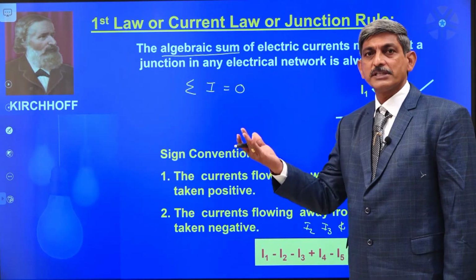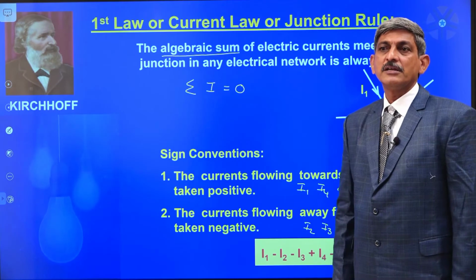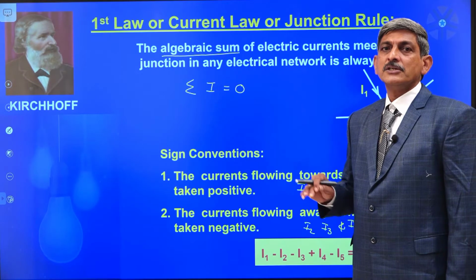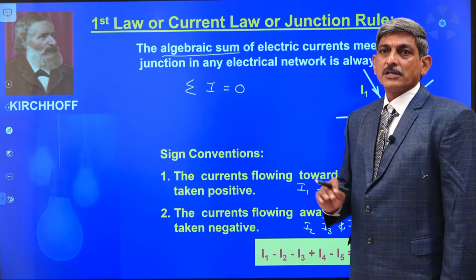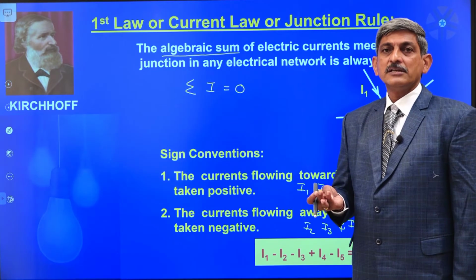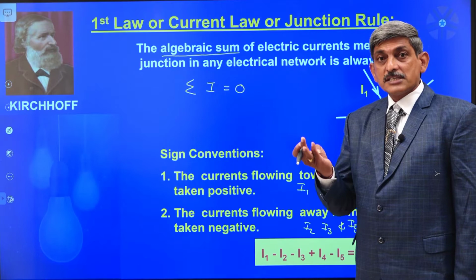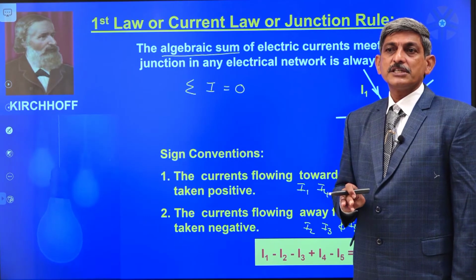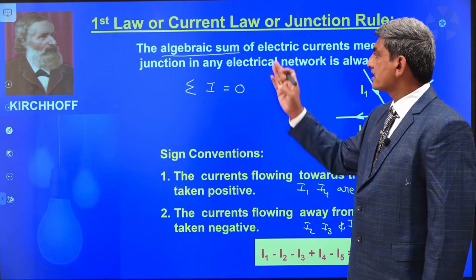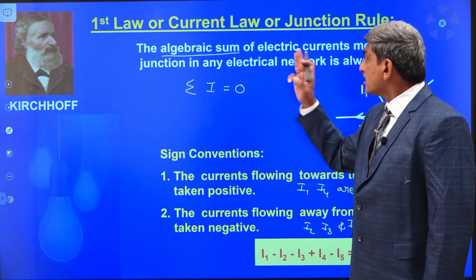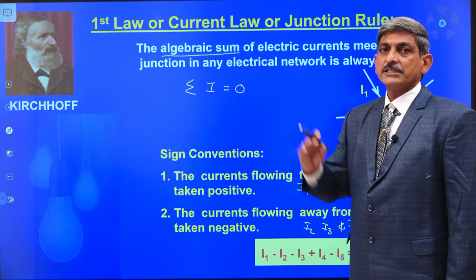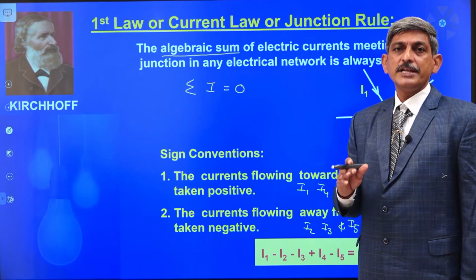Either by using the first method or by using the second method, we can apply Kirchhoff's first law at a junction to solve the unknown currents. So I am repeating, in the first method, the sum of the currents flowing towards the junction is equal to the sum of the currents flowing away from the junction. Whereas in the second method, the algebraic sum of the electrical currents meeting at a junction is always equal to 0 in any electrical network.